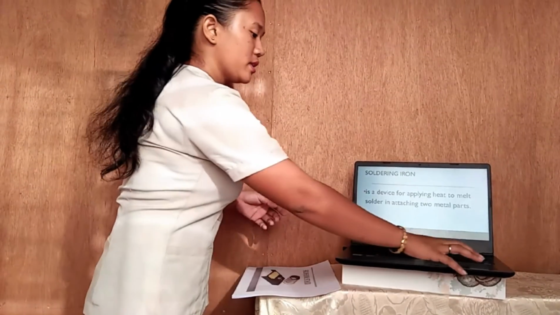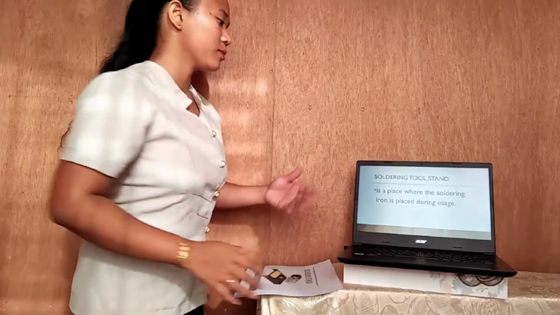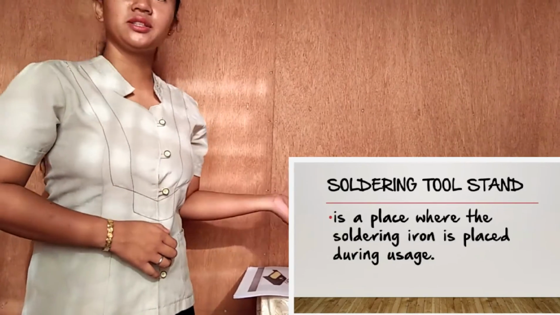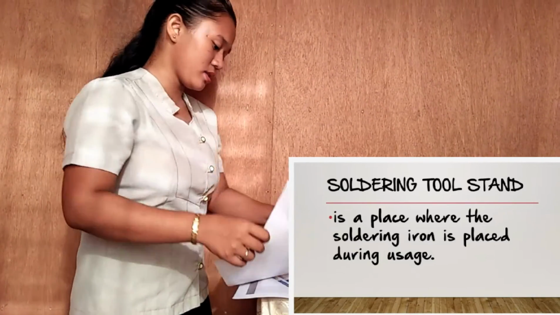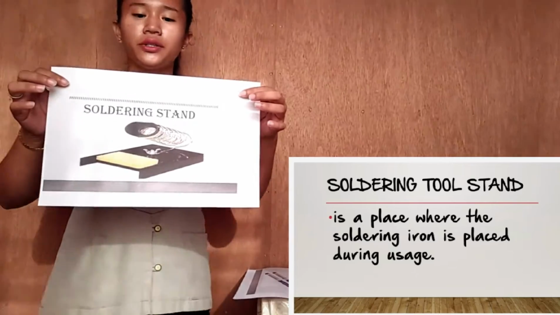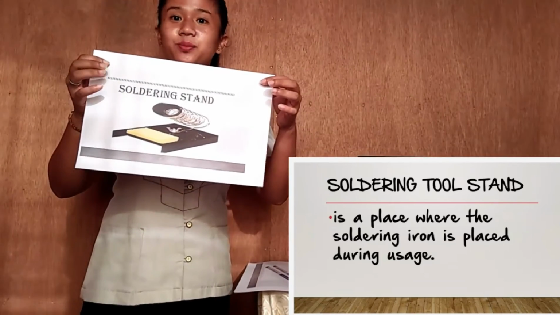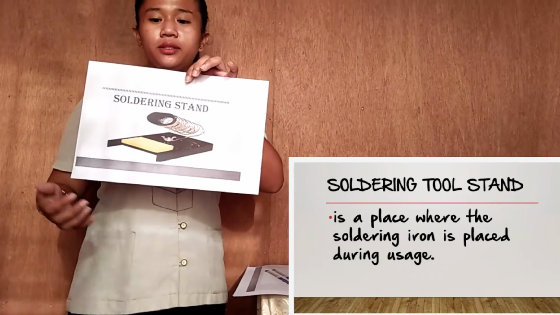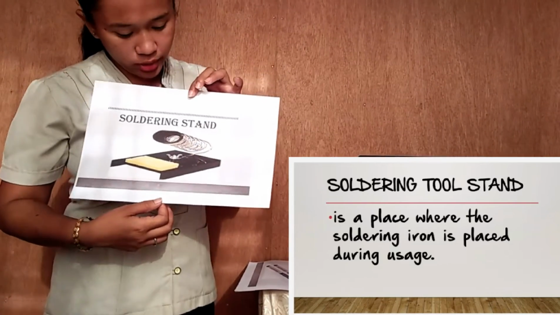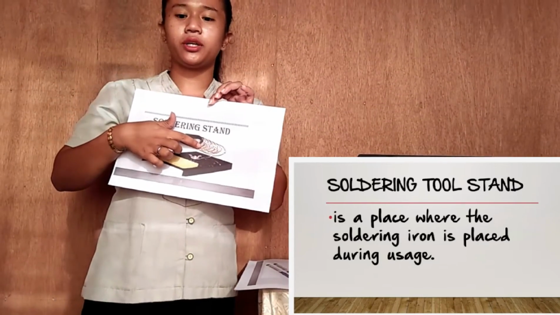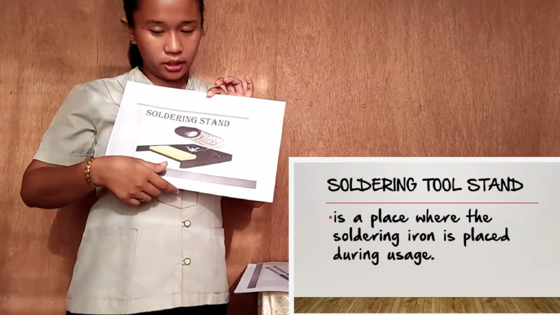So the next one is the soldering stand. It's a place where the soldering iron is placed during usage. So this is the photo of a soldering stand. Soldering stand is composed of a heavy-duty metal base and a reinforced spring holder. This is the spring holder. The base and the holder are detachable.